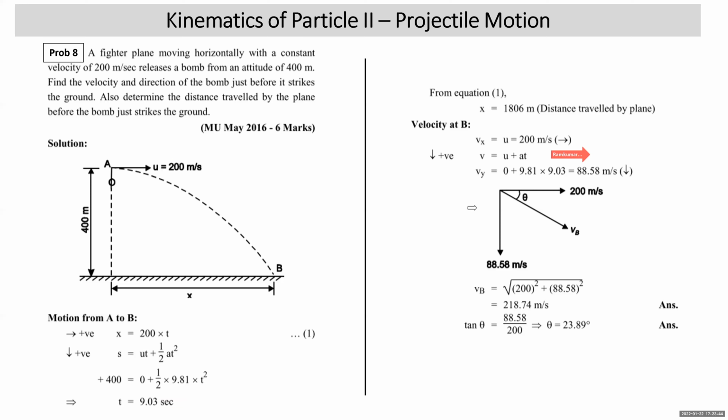Then you need to draw a diagram showing the horizontal and vertical components of velocity. The horizontal component of velocity at B is 200 meters per second to the right. The vertical component of velocity is 88.58 meters per second. If the horizontal component is towards the right and the vertical component is downward, the resultant velocity at B will be like this. How will you get it? Resultant velocity will be the square root of 200 square plus 88.58 square, which is 218.74. Tan theta will be 88.58 upon 200. That gets you the value of theta. So this is how we have got the resultant velocity at B.